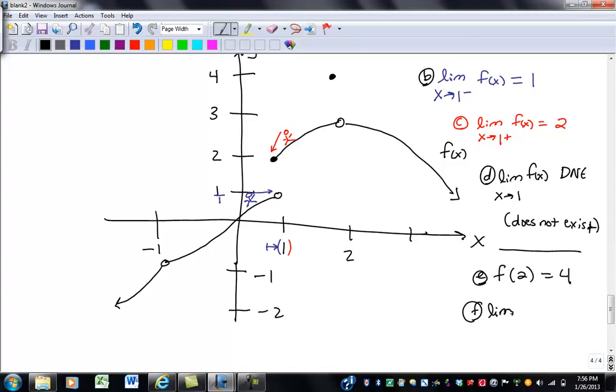Now if I look for the limit, I can look for the limit as I approach 2 from the left, and the limit as I approach 2 from the right.